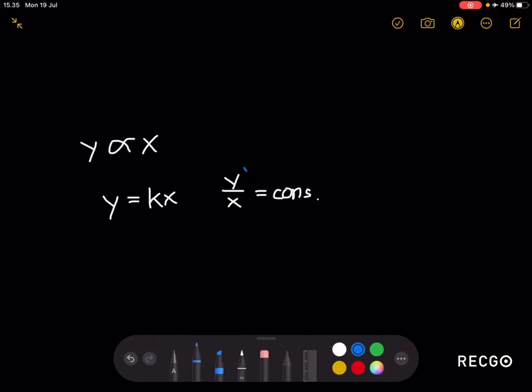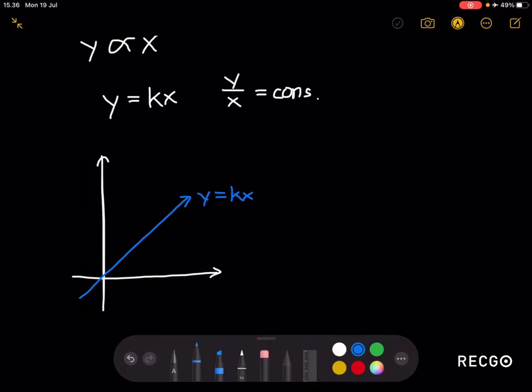Or some may define that as y over x must be a constant. Or in other words, the expression y divided by x must always be equal, no matter what values y and x are. If any of you are familiar with linear functions, you know that this equation resembles a graph of a line passing through the origin with slope of k.